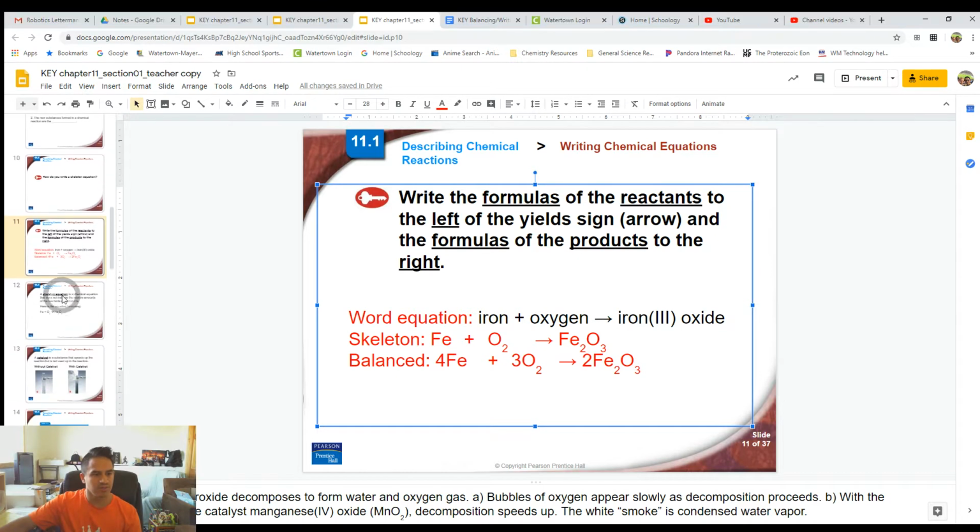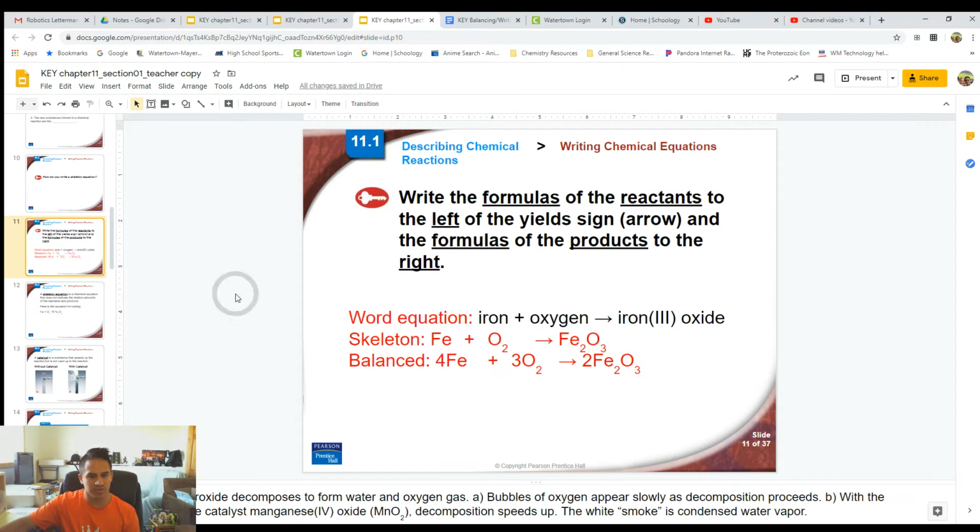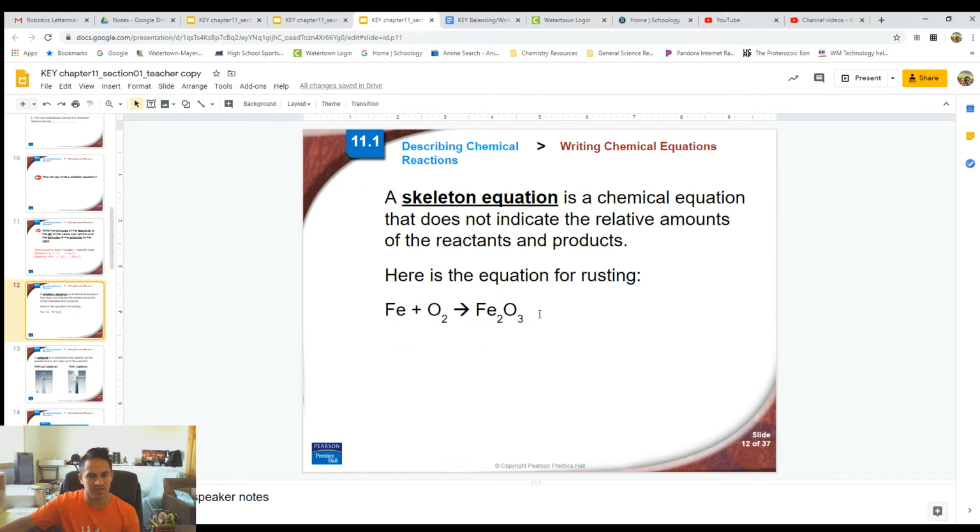So, all right. A skeleton equation, which was the one we just saw on the previous slide as an example, does not include the relative amounts of the reactants and products. So again, we just talked about this. We're going to skip past this a little bit because I just laid this out.